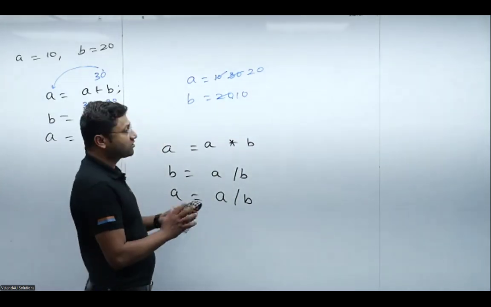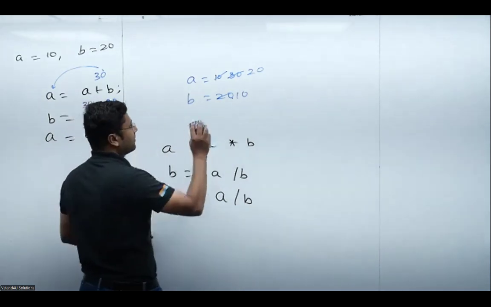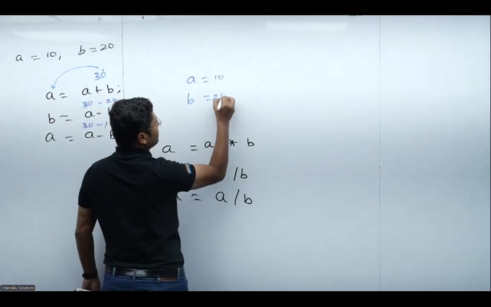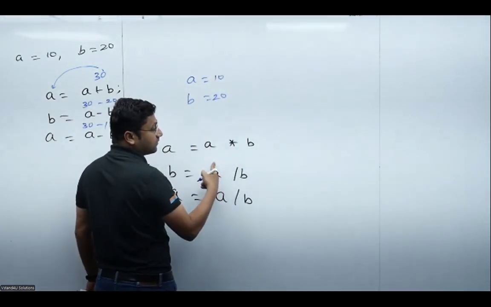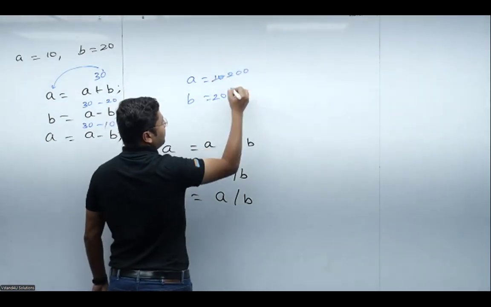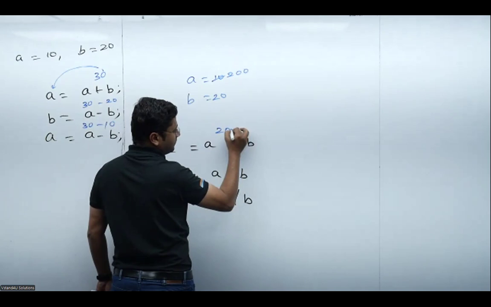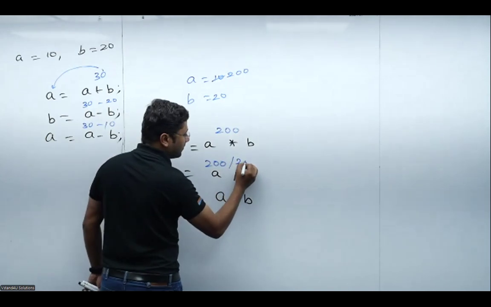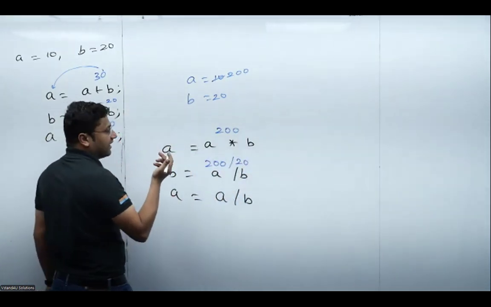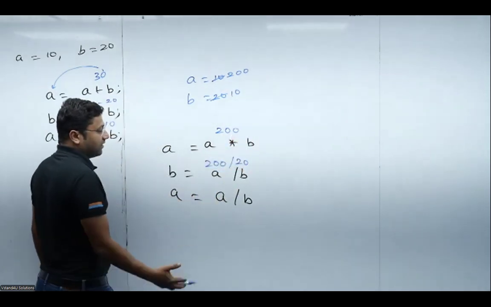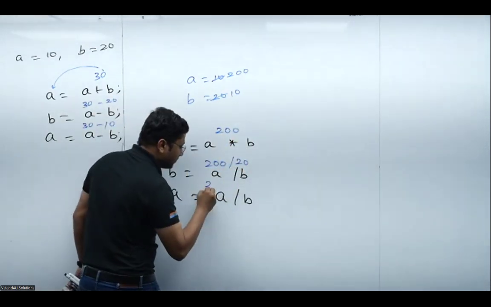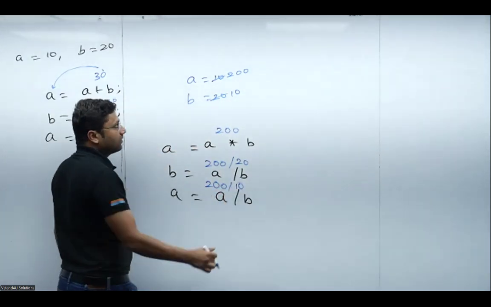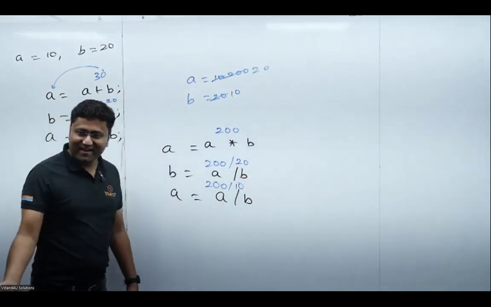Let's see the values now. Shall I? Already A is 10, B is 20. A becomes A into B. Store it. Agree? Then B becomes the A value divided by the current value of B, and the answer is stored. As of now, A is what? Divide by the current value of B, and store the answer.